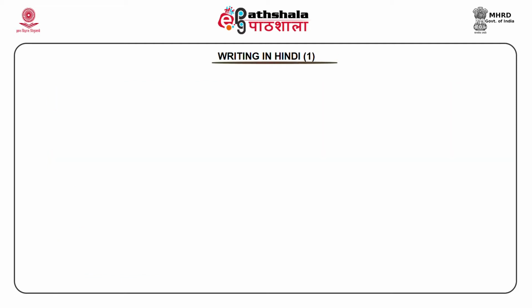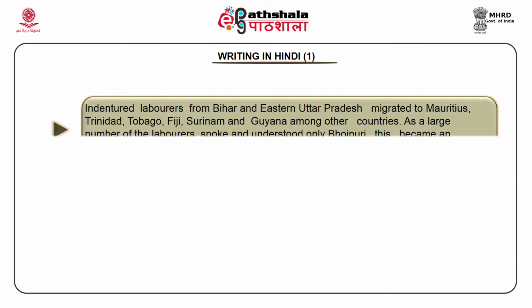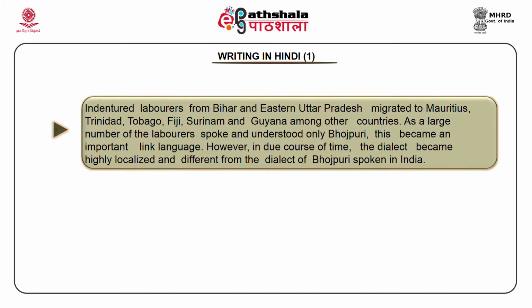As mentioned in the introduction to this module, indentured labourers from Bihar and eastern Uttar Pradesh migrated to Mauritius, Trinidad, Tobago, Fiji, Suriname and Guyana, among other countries. As a large number of the labourers spoke and understood only Bhojpuri, this became an important linked language.